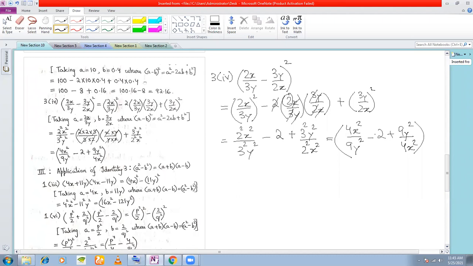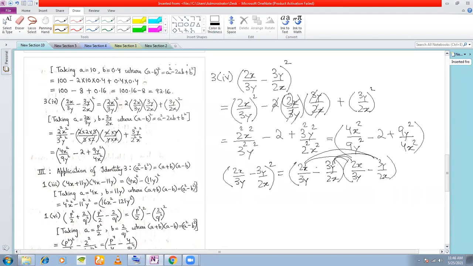Okay, so if you would have multiplied it this way, (2x by 3y minus 3y by 2x) whole square, it would have taken a little longer, isn't it? This would have taken a longer time, multiplying this by this, then this by this, then this by this, and then this by this. So with the (a minus b) whole square formula, you are able to multiply directly.